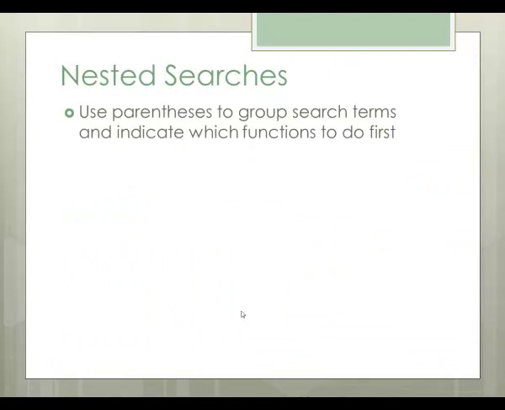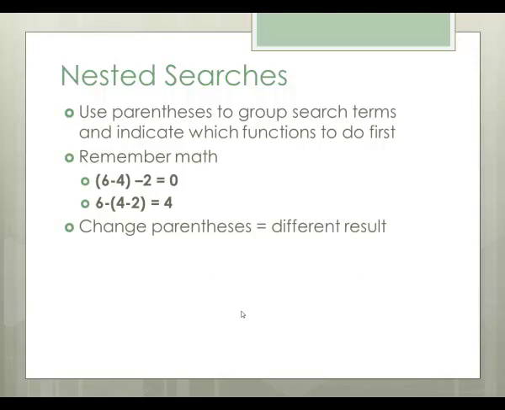Nested searches use parentheses to group search terms and indicate which functions to do first. This is similar to math, where you do the operations in parentheses first and get different results. In this first example, you would first subtract 4 from 6, which gives you 2, and then you would subtract 2 from 2 to give you 0. However, when you change the parentheses, now you have to subtract 2 from 4 first. This gives you 2 as the answer. And now when you subtract 2 from 6, your answer is 4. The same numbers are used, but the parentheses change the order of operations and give you different results.